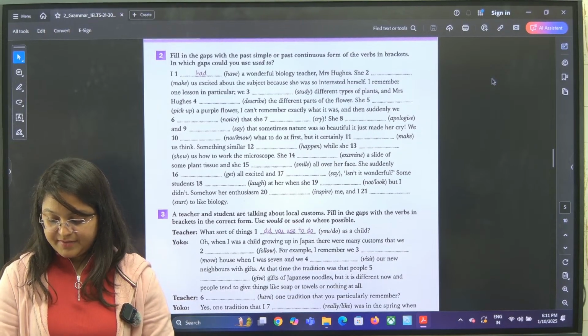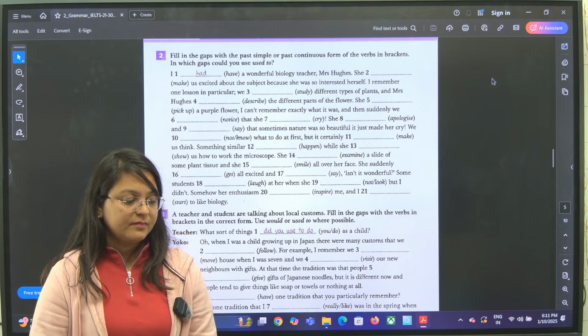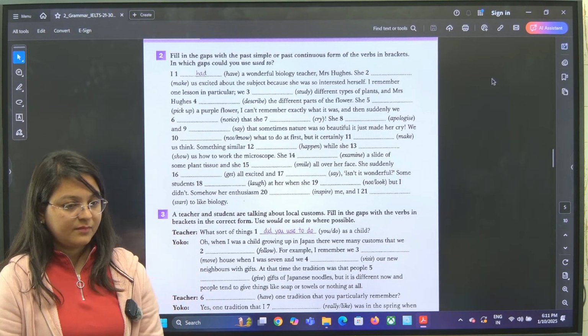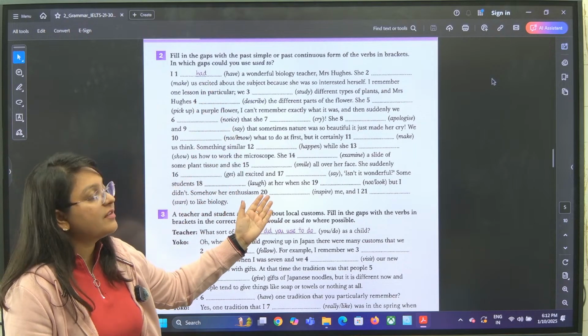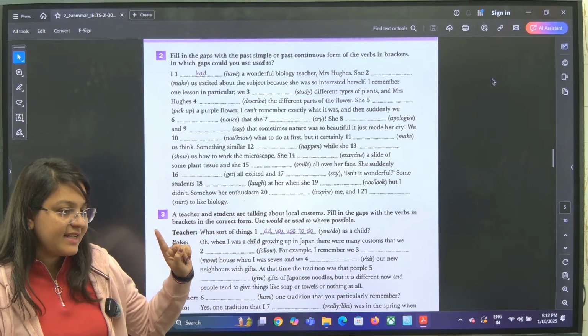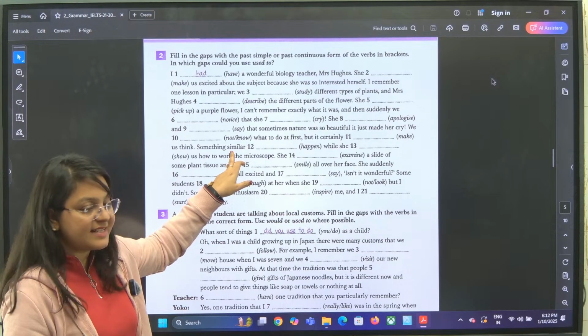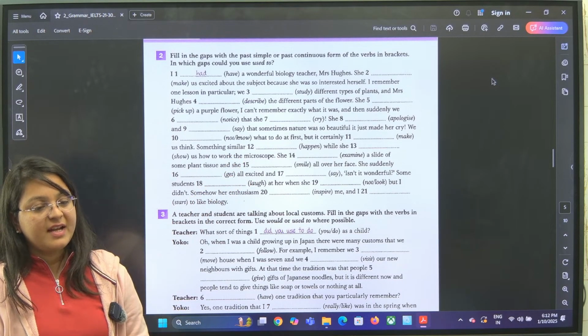If it was required, you may use it, if not, then not. Because here we did not find anything as habit. It was about one lesson, it was about another incident, but nothing as per the habit or repeated action. That's why.